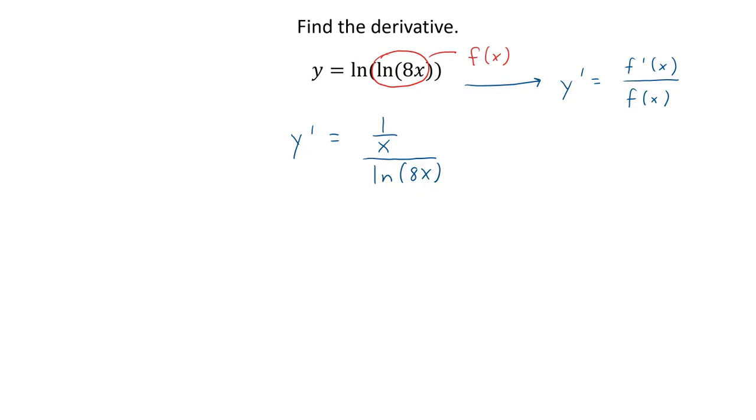And that's over f of x, which is ln of 8x. Now simplify the complex fraction by multiplying by x in the numerator and denominator. And that gives us our fully simplified derivative of 1 over x times ln of 8x.